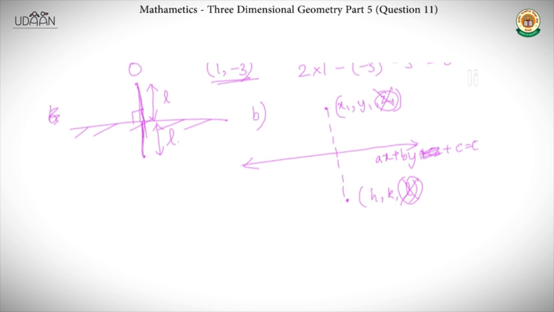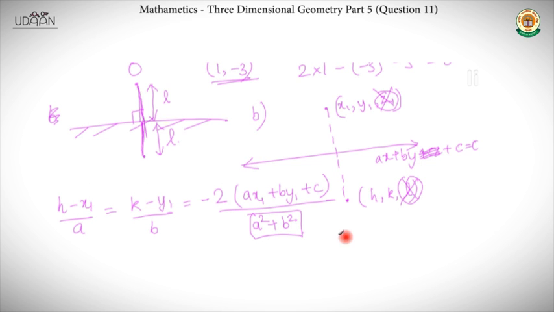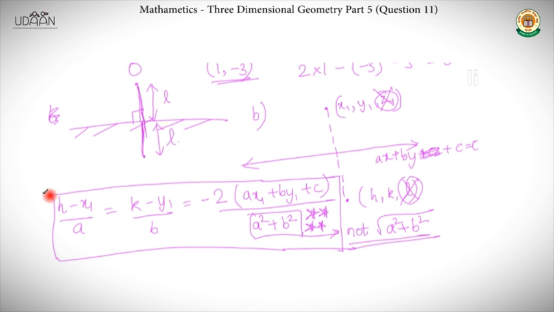So we need to know the mirror formula, which you must be familiar with: (h minus x1) by a equals (k minus y1) by b equals minus 2 times (ax1 plus by1 plus c) by (a square plus b square). Remember that this is not the square root of a square plus b square, which a lot of students make mistakes on, because root a square plus b square would represent a distance, whereas in the formula it is a square plus b square. Students should carefully note this point, because many students make a mistake here and get their answer wrong. This formula must be remembered, because deriving it is almost impossible in the short duration of time.